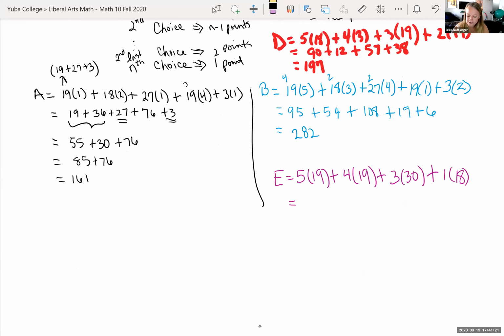So go across, 5 times 19, that was the 95. 4 times 19, 4 times 9 is 36, so that's 76. 3 times 30 is 90. And 1 times 18 is 18. So 95 plus 76 plus 90 plus 18, which is 108, is 279.